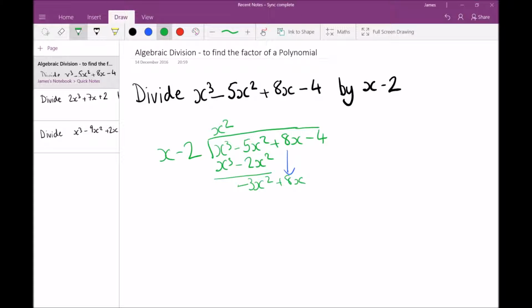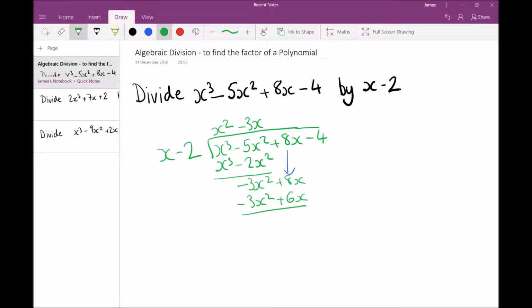So then we say what do we times x by to get minus 3x squared? So that would be minus 3x. So we write that up here, minus 3x. Okay, and then we times x by minus 3x, so we get minus 3x squared. And then minus 2 times minus 3x squared, which is equal to plus 6x.